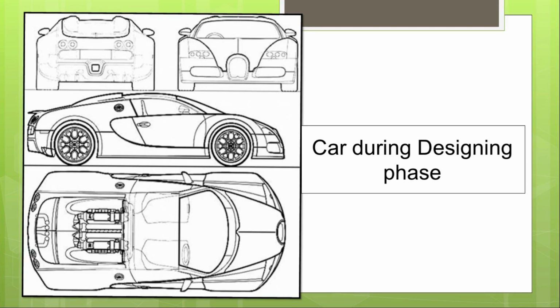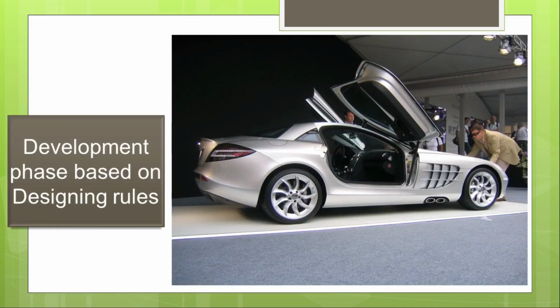What is the back view? What is the top view? What is the side view? What is the size of the wheel? What are the sizes of the lamps? All these are called prototypes. Prototypes are developed during the designing phase. Once the prototype is designed, based on these prototypes, developers will manufacture a car by following whatever rules and regulations are proposed by the designers. Developers in the development phase are committed to the designing protocols.